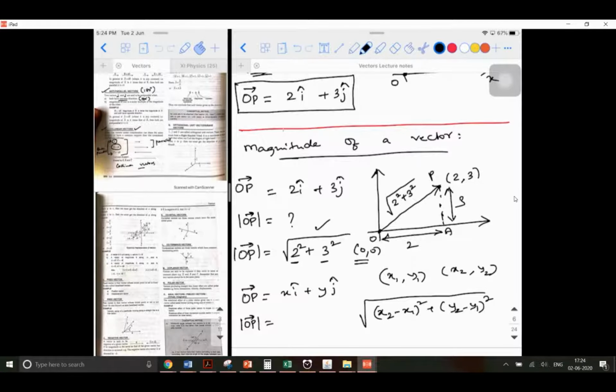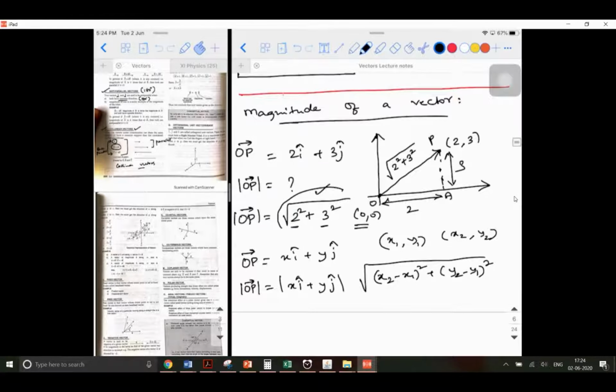Modulus of x i cap plus modulus of y j cap. What do you think will be the answer? You have a ready-made example in front of you. You just need to make it into a formula. I will underline and show you.